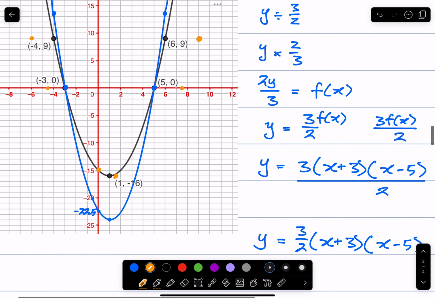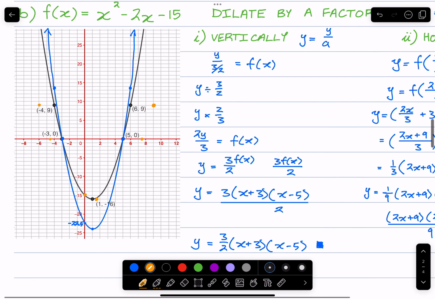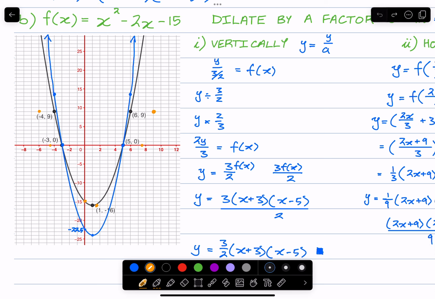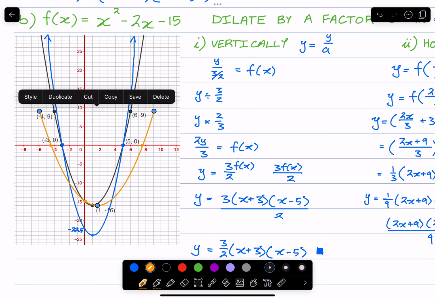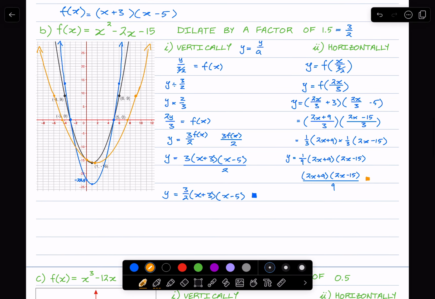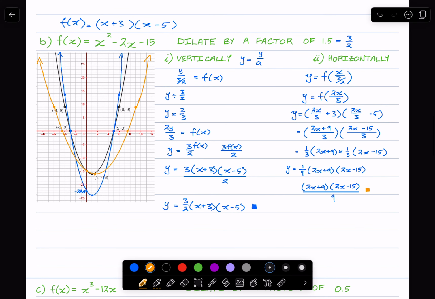So looking at those orange points, I hope you can see the horizontally dilated version of this original function. Which looks something like so. And obviously these points here continue outward. And there we have it. Alright, so hope that gave you an insight into more dilations. Hope to see you in the next video, and best of luck.